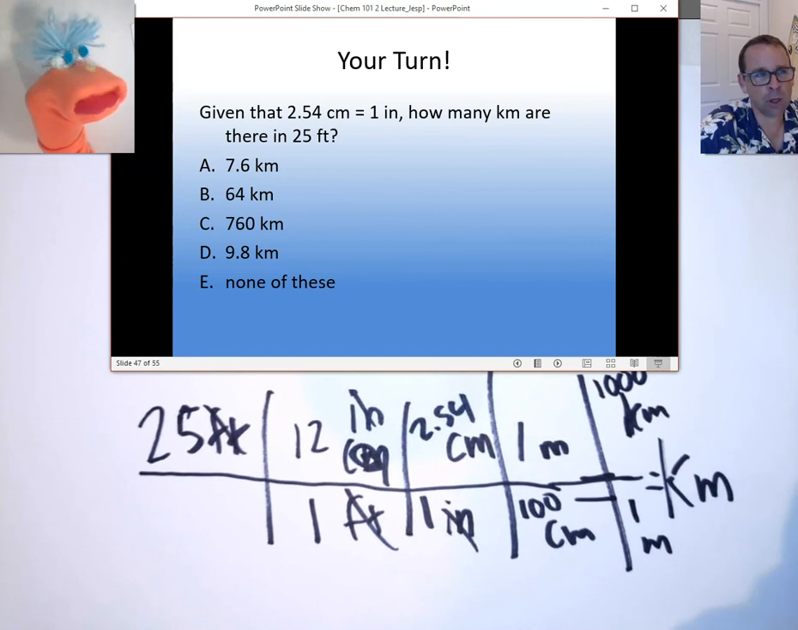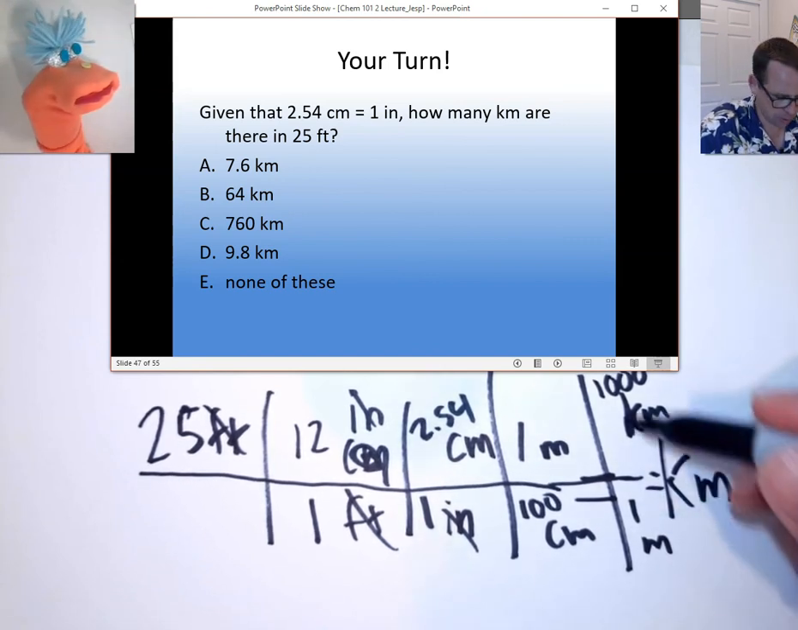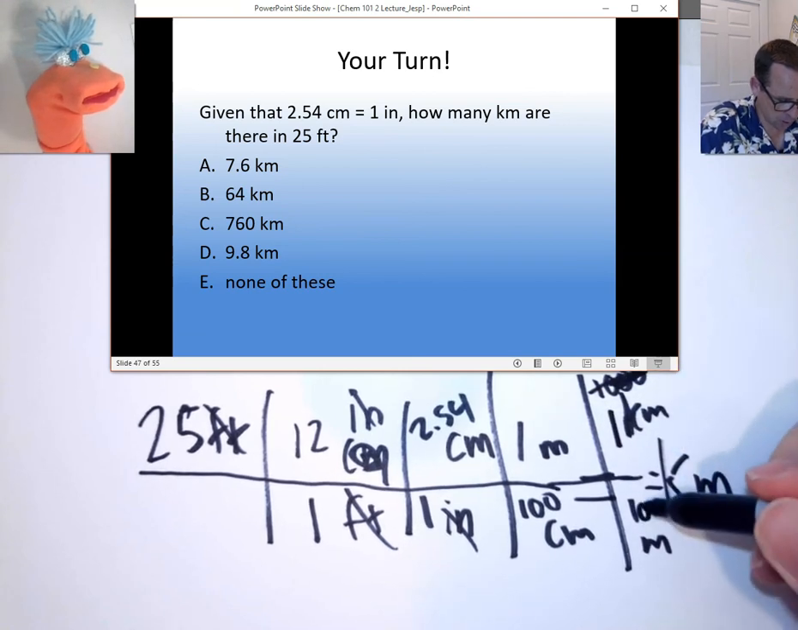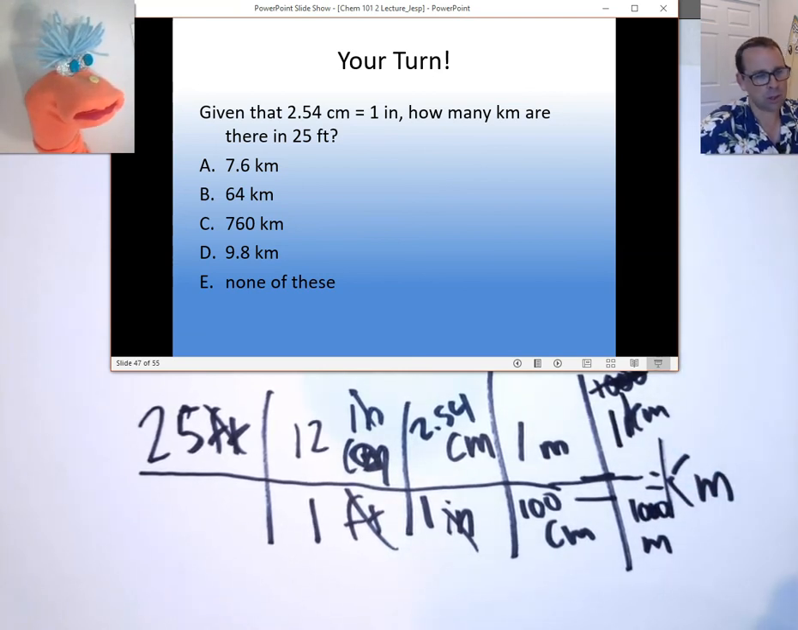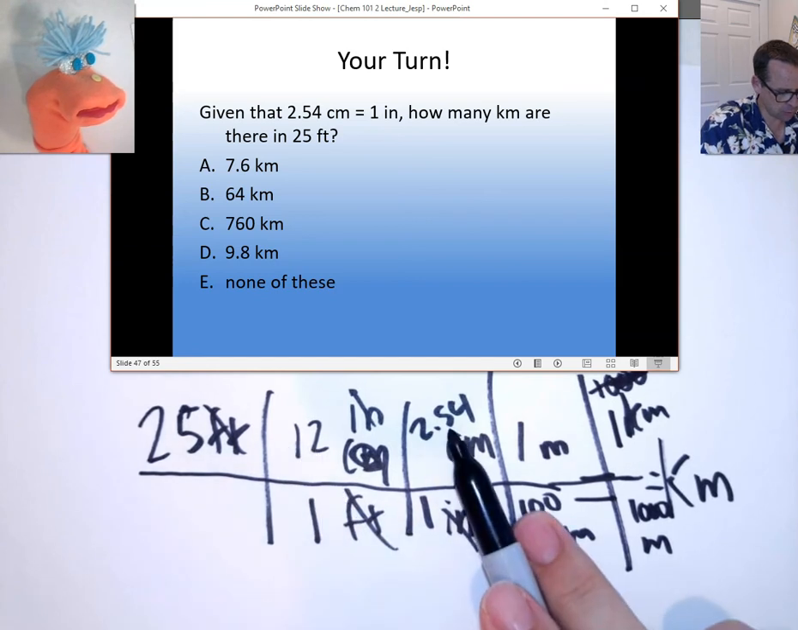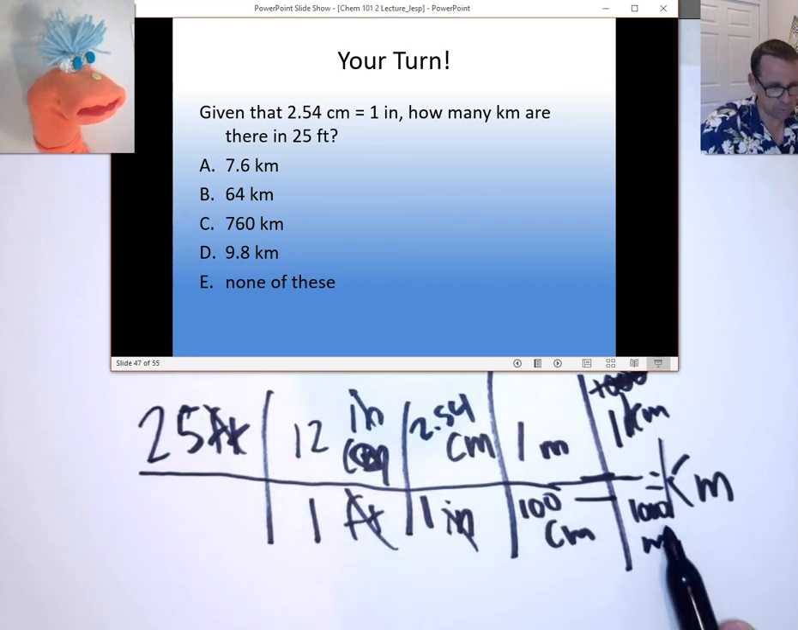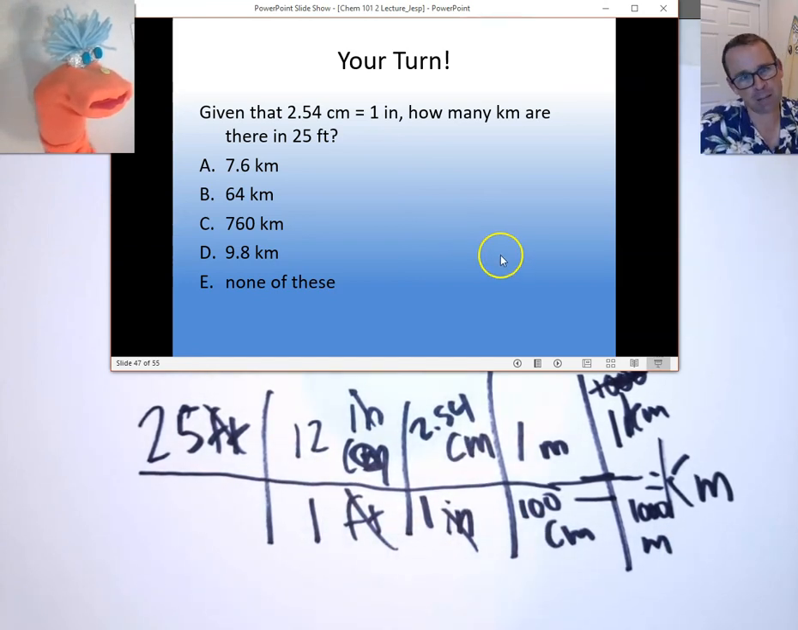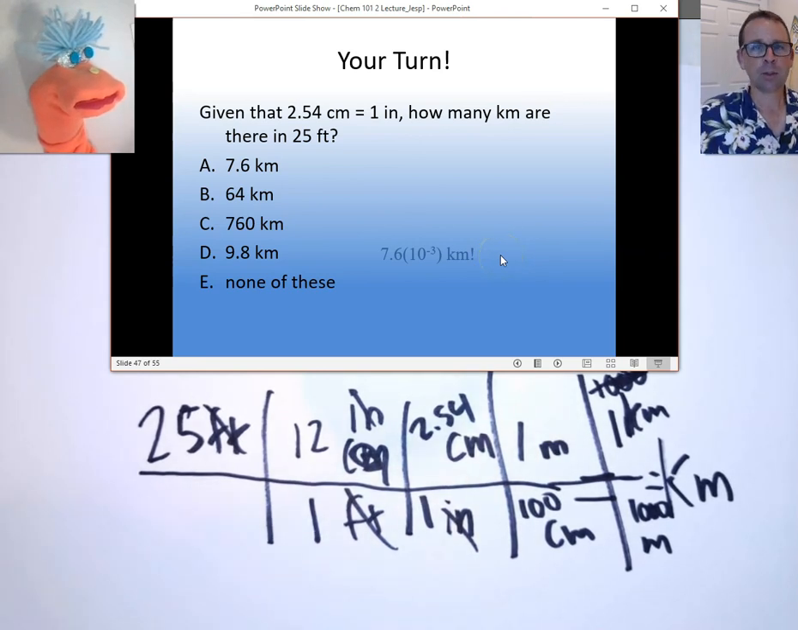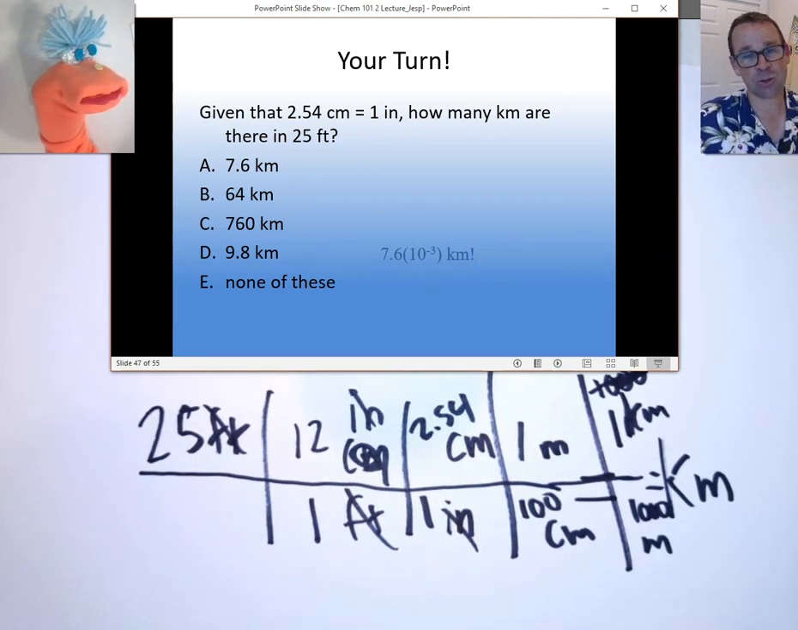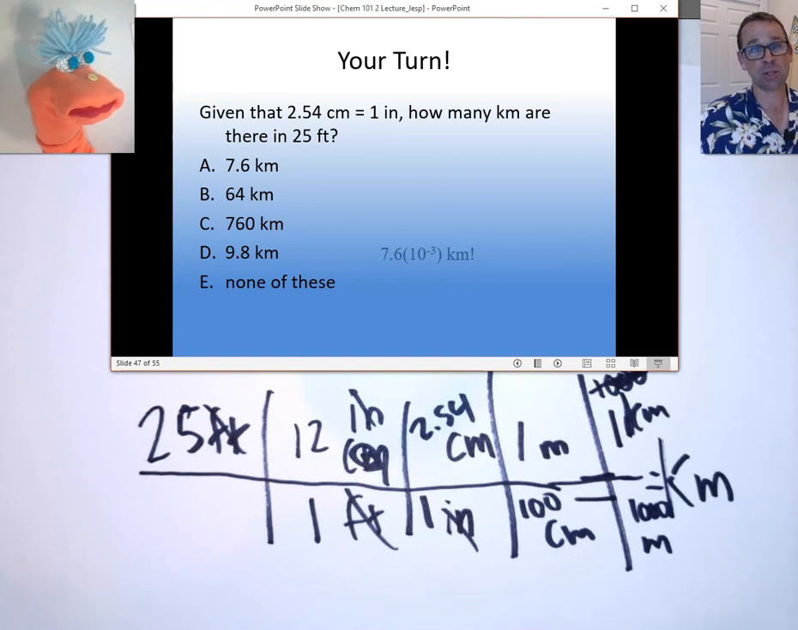Oh, no, wait. No. There's 1,000 meters per kilometer. Okay, very good. 1 kilometer, 1,000 meters. All right, so 25 times 12 times the 2.54 divided by 100 divided by 1,000. Okay, very good. Hopefully you got 0.0076 or 7.6 times 10 to the minus 3 kilometers.